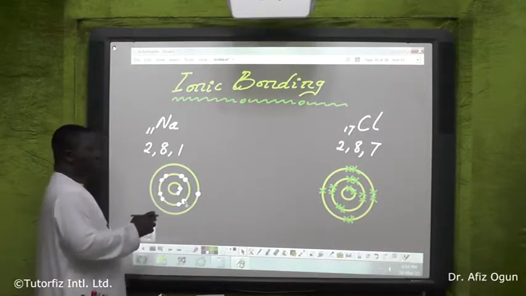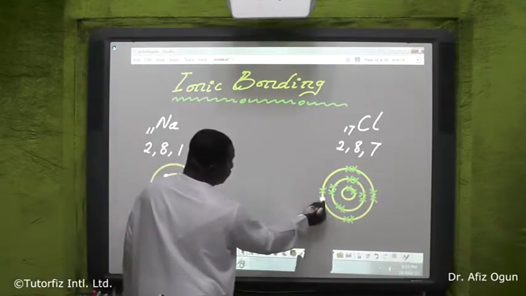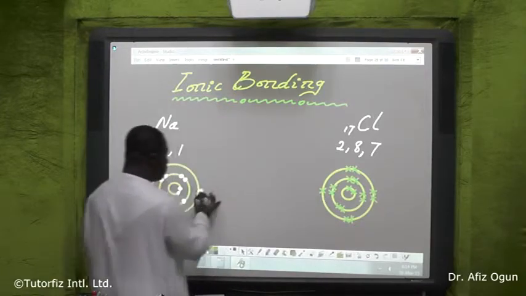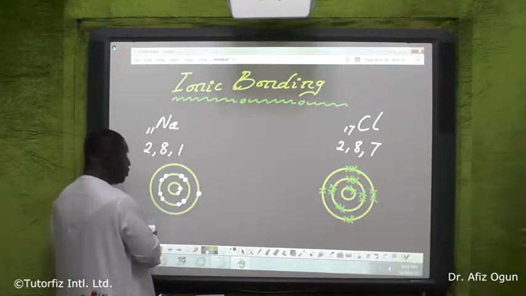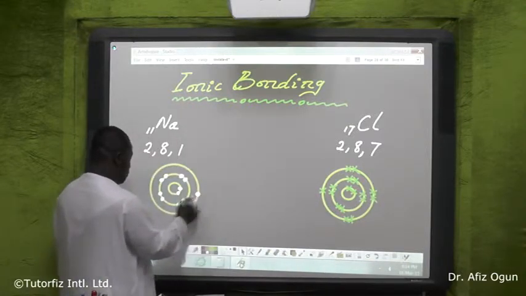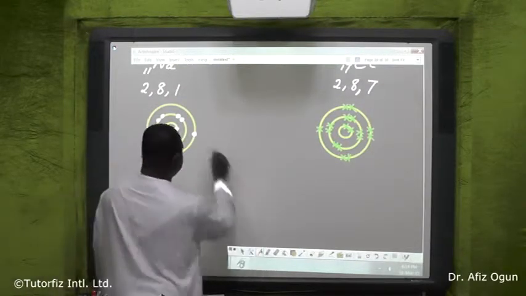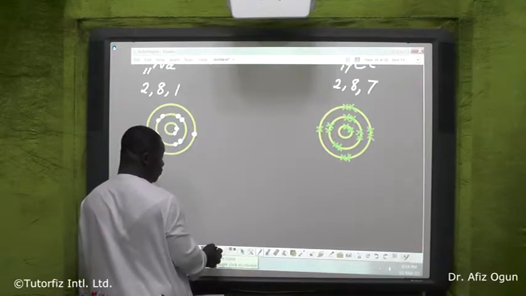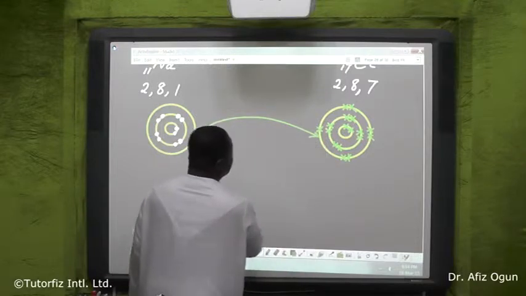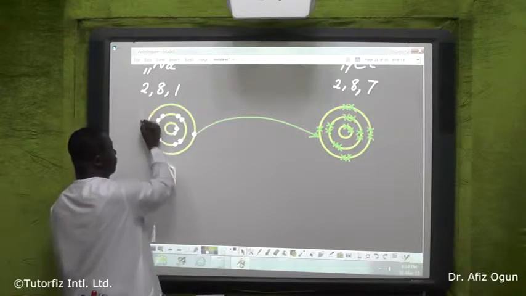So sodium loses its outermost electron and gives that electron to chlorine. In your exam, you cannot move the electrons the way I'm moving the electron. So what do you do? You simply draw an arrow like that. So that electron is moving that way.